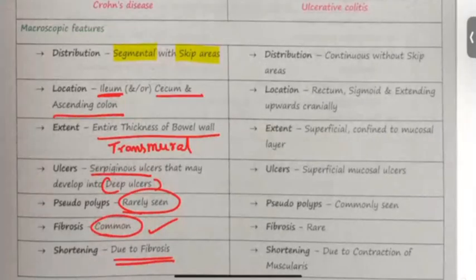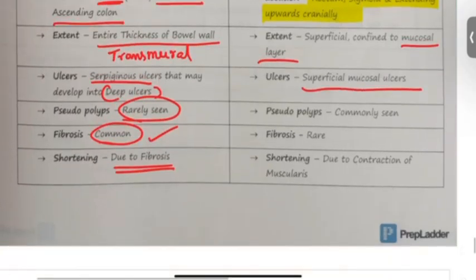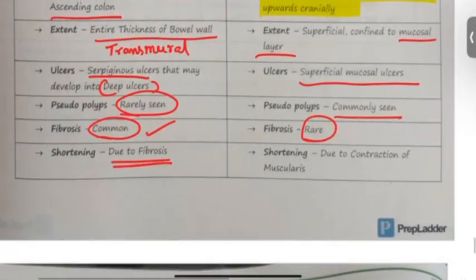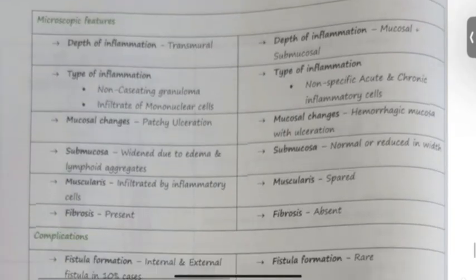In case of ulcerative colitis, it starts from rectum and it is continuous without skip areas. Okay, rectum ಆಮೇಲೆ ಅದರ ಮೇಲ್ಗಡೆ ಏನಿದೆ sigmoid, ಅದರ ಮೇಲ್ಗಡೆ colon, like descending colon, transverse colon, ascending colon. Extent usually superficial and confined only to mucosa and submucosa. Ulcers, superficial mucosal ulcers ಇರುತ್ತೆ. Pseudopolyps are commonly seen. Fibrosis rare because only superficial involve ಆಗ್ತಿದೆ, ಹಾಗೆ heal ಆಗ್ತಾ ಹೋಗುತ್ತೆ. Shortening usually ಆದರೆ because of contraction of the muscularis muscle. This was about gross features.